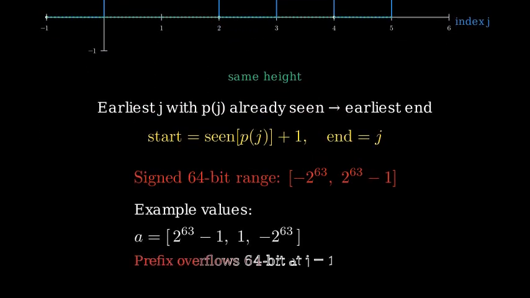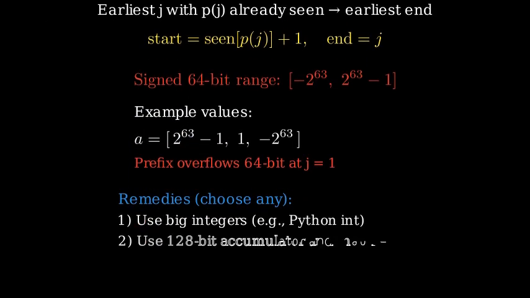64-bit overflow. On machines with signed 64-bit integers, values must remain within -2 to the 63 up to 2 to the 63 minus 1. Prefix sums can exceed this even when answers exist. The safe strategies are: use arbitrary precision integers, or widen to 128-bit, or detect overflow on addition and handle it before it happens. Remedies: 1.